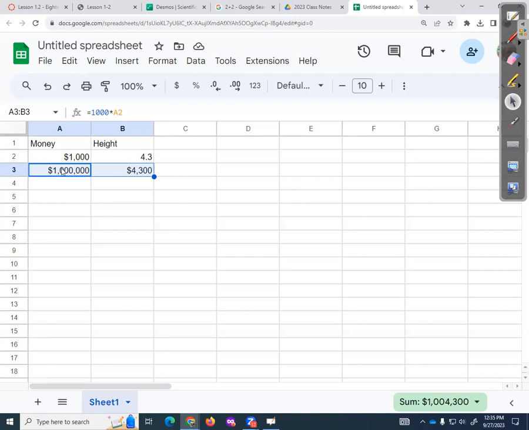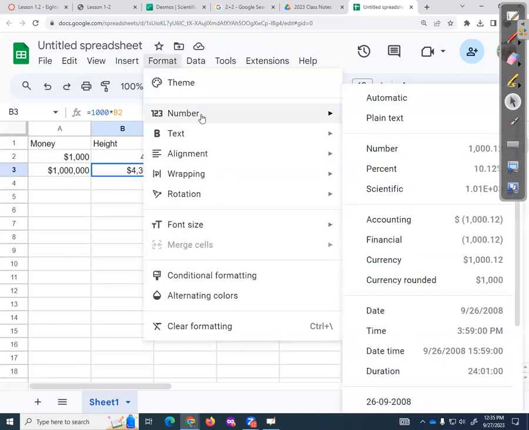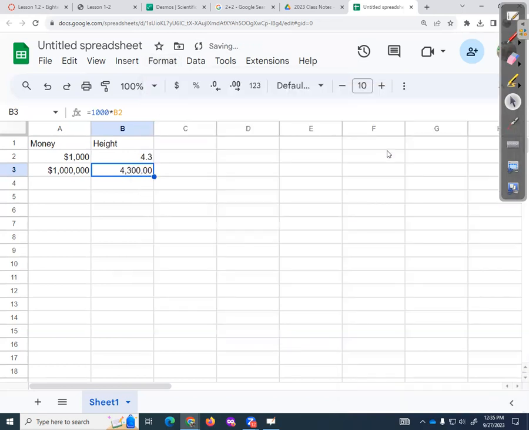Now, I do agree that there's a problem here. What's the problem there? Money. Yeah, it's not money. So I've got to take off the currency format. I'm going to go to format, number, and just make it a number. It gave me extra decimals. I'm going to leave them for now. Oh, height. 4.3, what? Where do I put that?